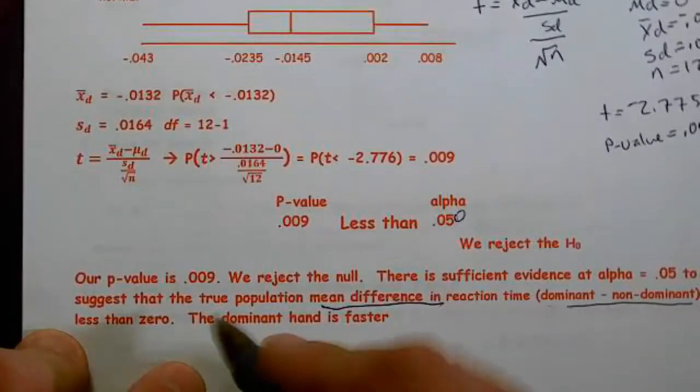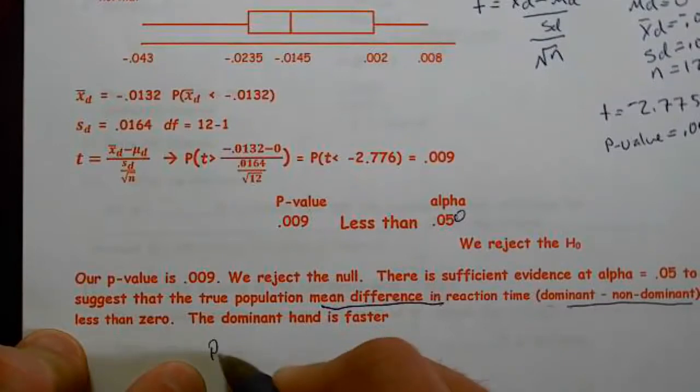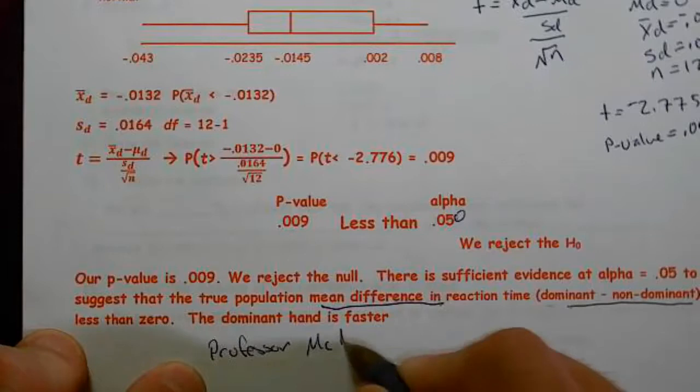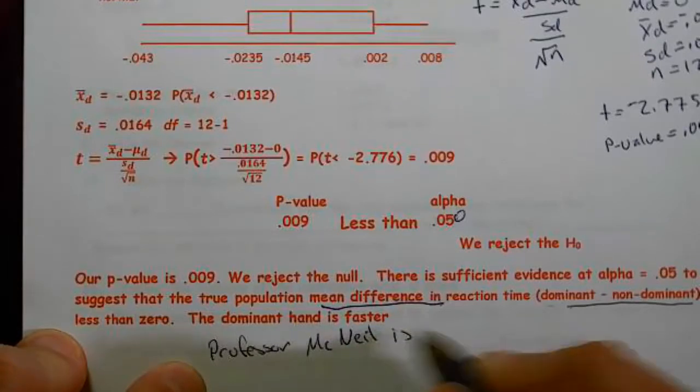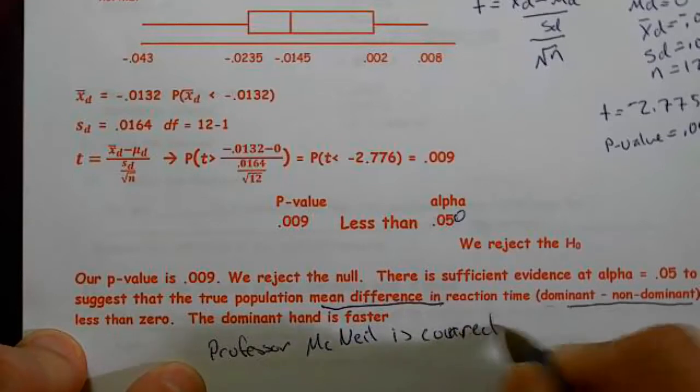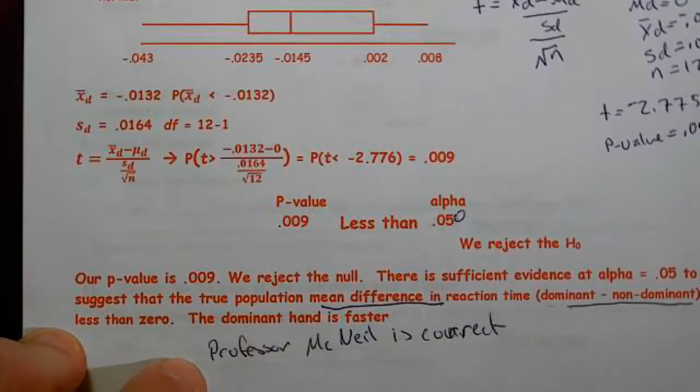So basically, Professor McNeil is correct. The dominant hand takes less reaction time. They're not the same. The dominant hand takes less reaction time.